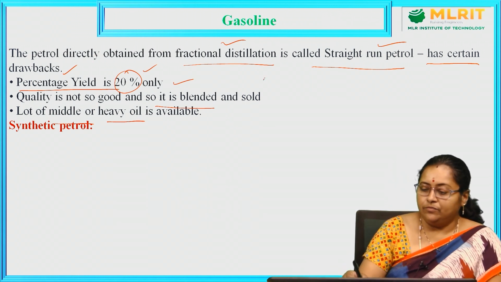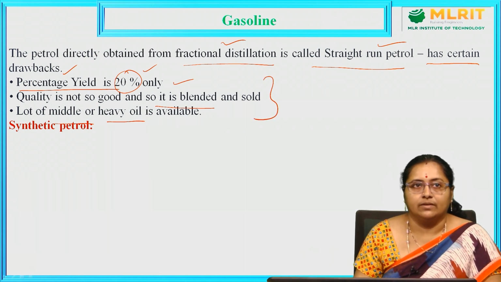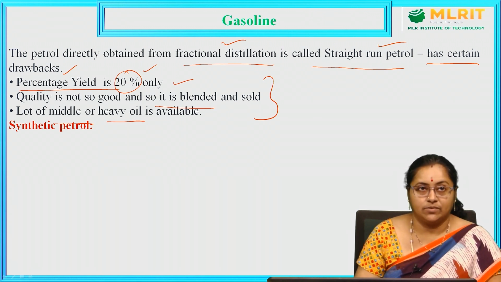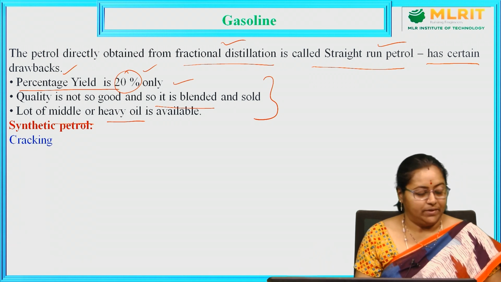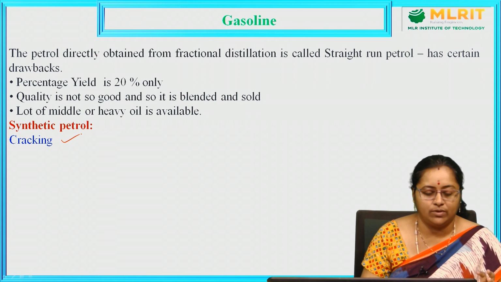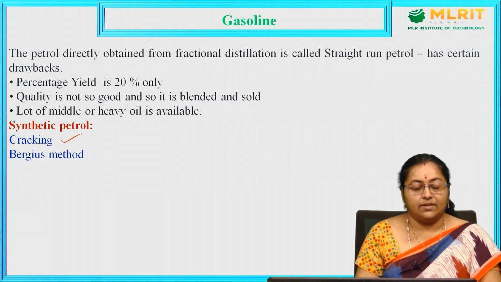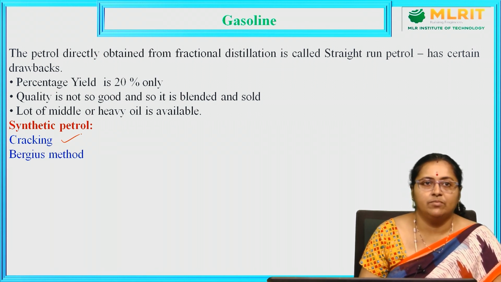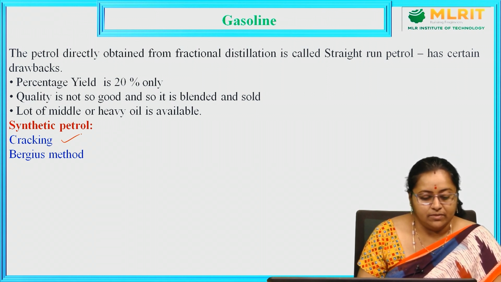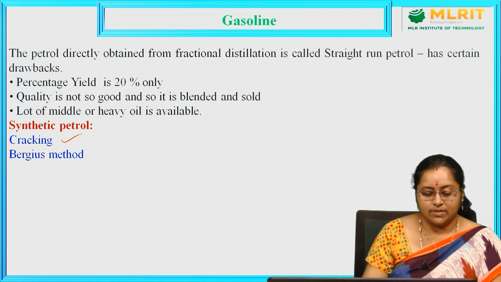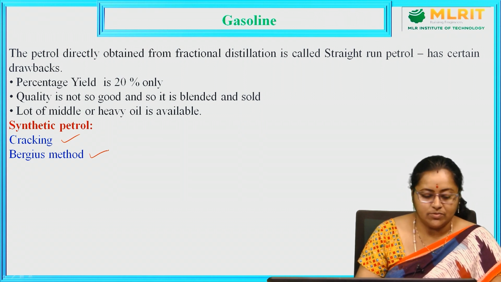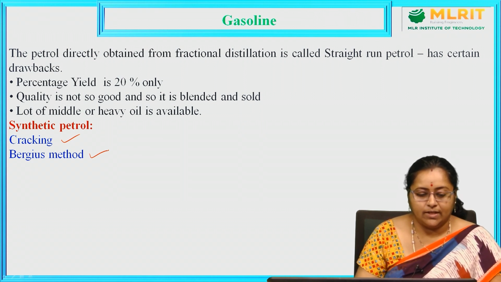So, for overcoming these 3 drawbacks of straight run petrol, we are going to synthesize gasoline. This synthesis of petrol can be done in 4 different ways, but in our syllabus we have only 2. Cracking is a kind of process in which heavy molecules are subjected to decomposition so that small molecules are produced. And the second one is the Bergius method. During World War II, these were introduced. Let us go with cracking first.